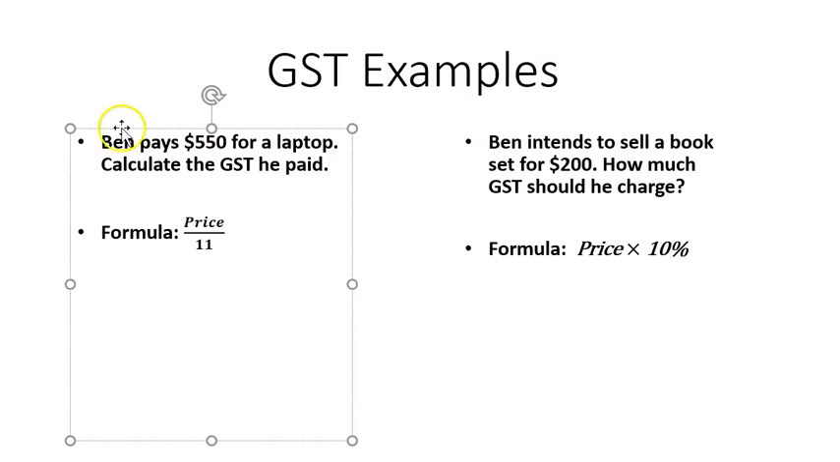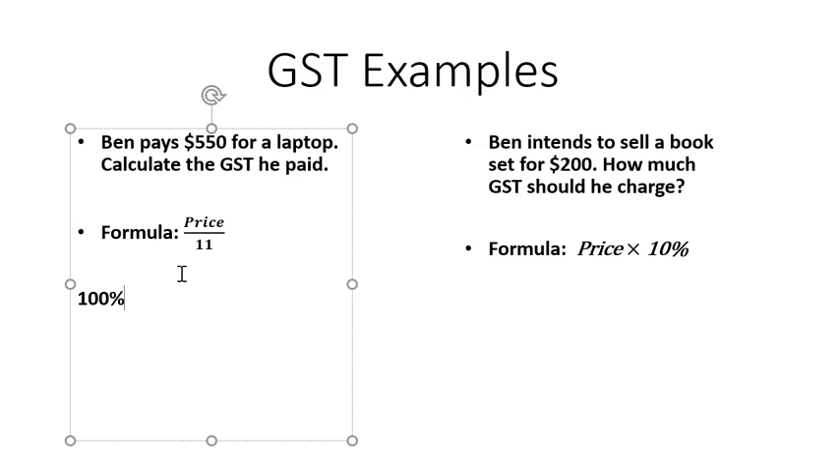Pause here. So first question, Ben pays $550 for a laptop. Calculate the GST he paid. So we know that the GST is built in to the price of this good. So the way that we're going to break down the price into the actual GST element is price divided by 11. So let's just say the price before GST added was 100%.